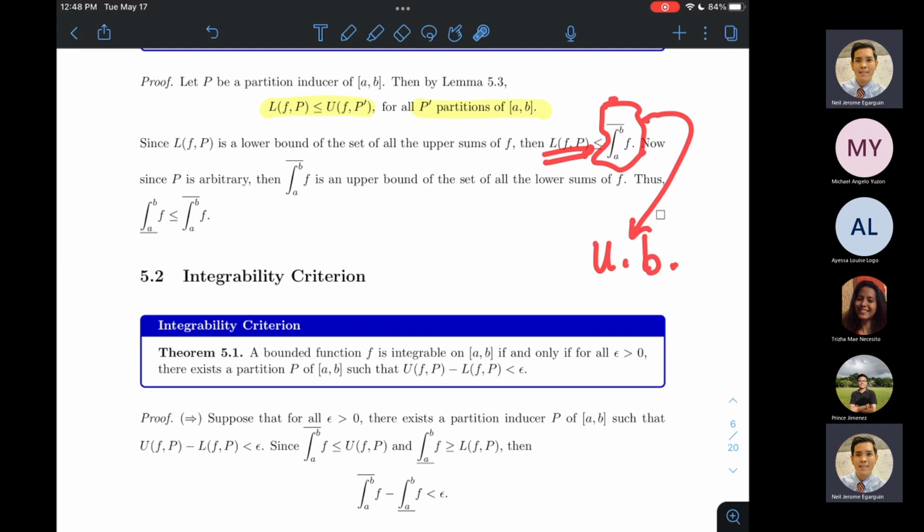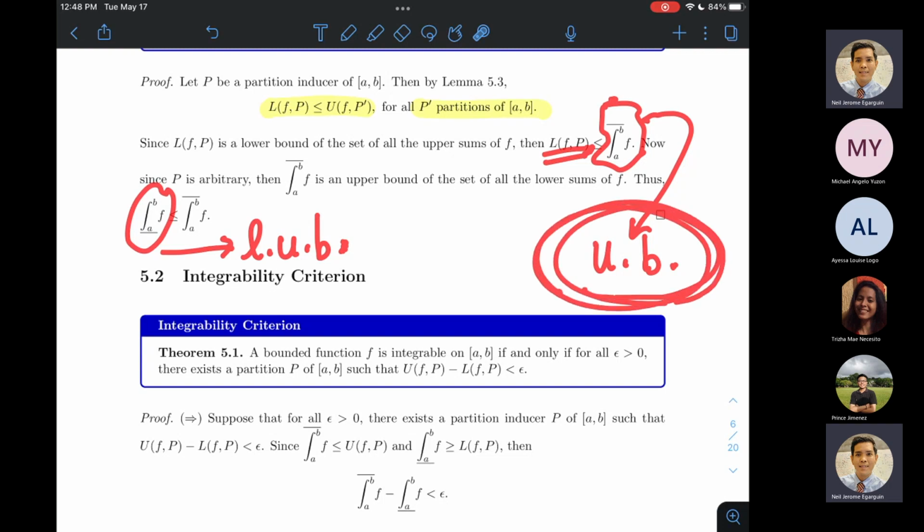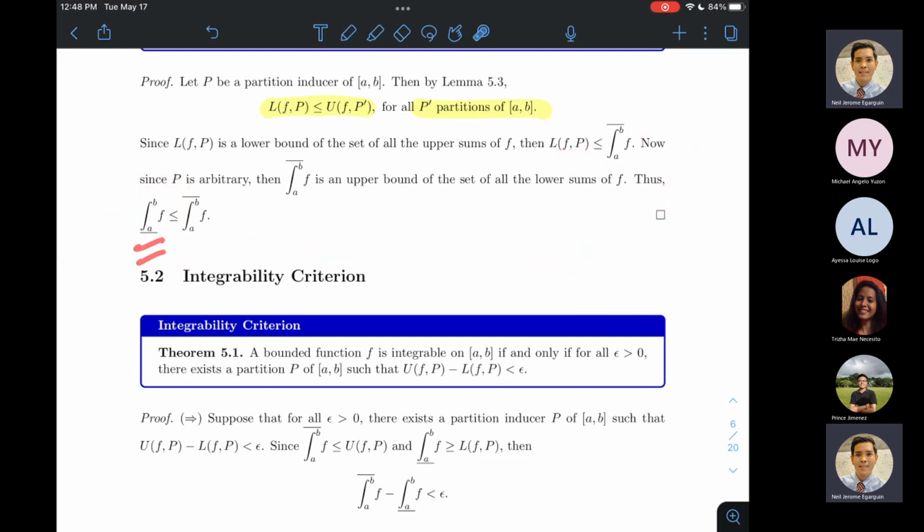Okay? Kaya lang by definition, yung lower integral, siya na dapat yung least upper bound ng mga lower sums. Okay? Ito ay upper bound ng mga lower sums. Ito na nga yung least upper bound. Siya na yung pinakamaliit na upper bound. So this least upper bound must be greater than the upper bound that we have established, which happens to be the upper Riemann integral. So that ends the proof.